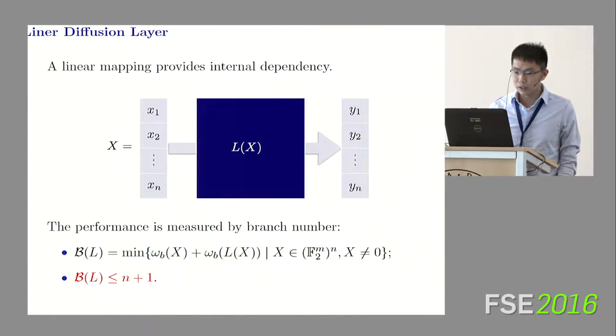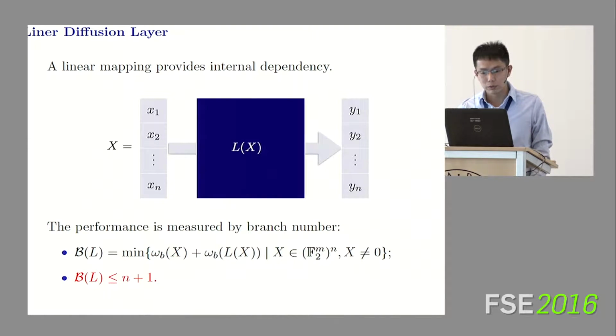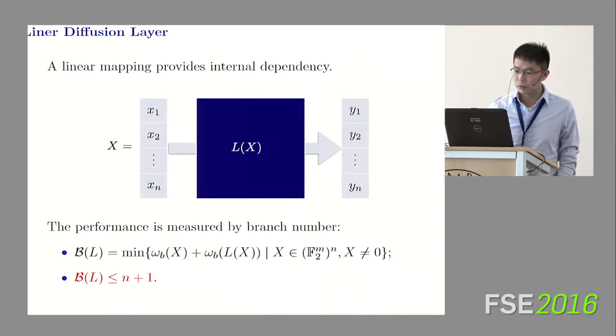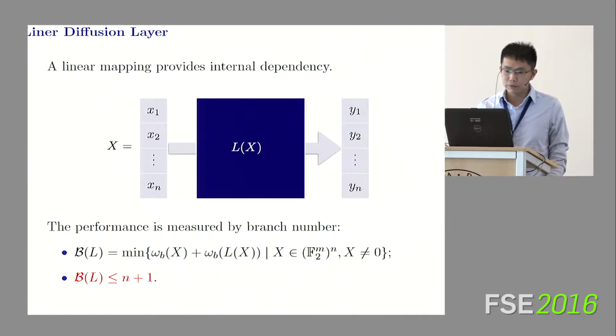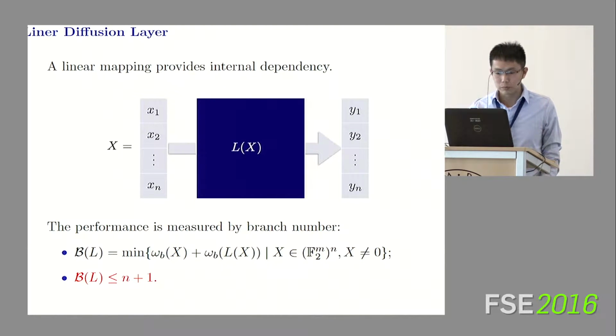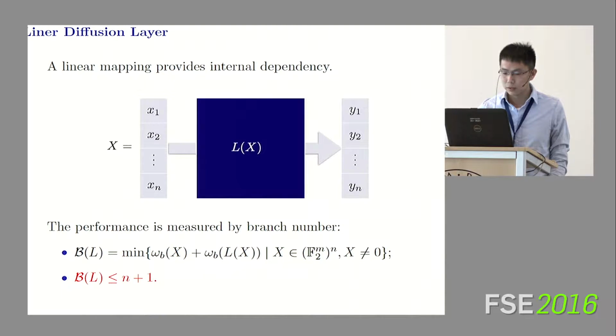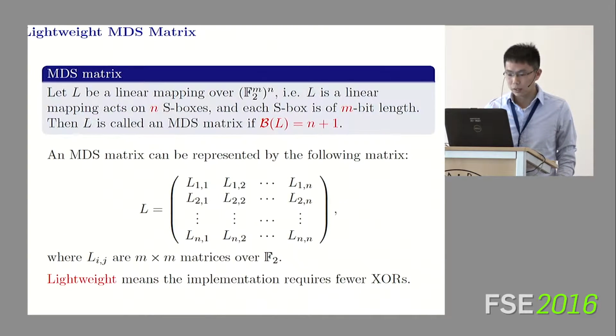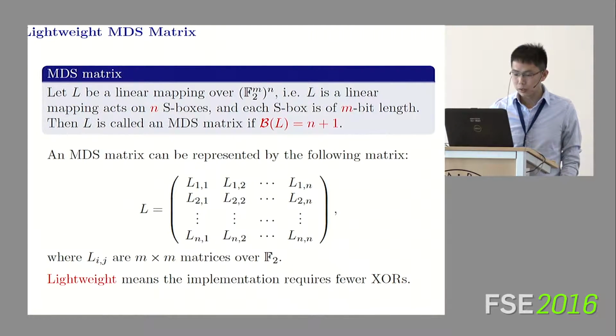A linear diffusion layer is an important component in symmetric cryptography, as it provides internal dependency. It is, in fact, a linear mapping which aims to maximize the number of active S-boxes before and after it. Its performance is often measured by the branch number. For a linear mapping on n S-boxes, the branch number is upper bounded by n plus 1.